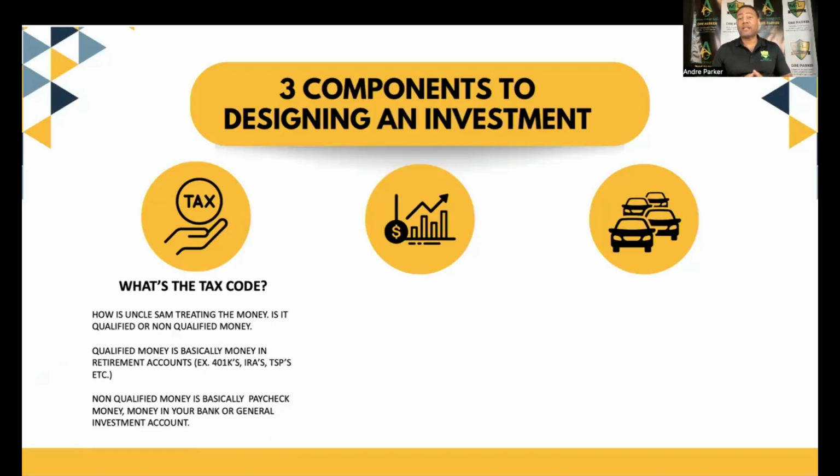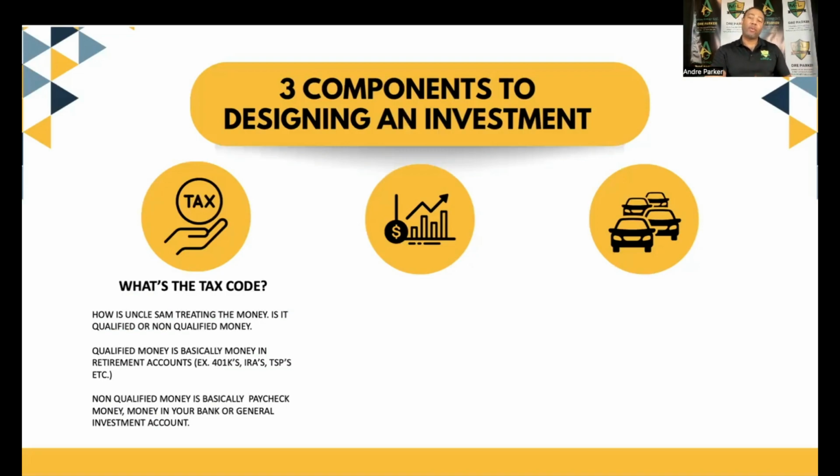Qualified money is basically money that's in your investment accounts, like your 401k, 403b, TSPs, any type of investment account. That's qualified money. Non-qualified money is considered paycheck money, or money that's sitting in your bank account or a general investment account.